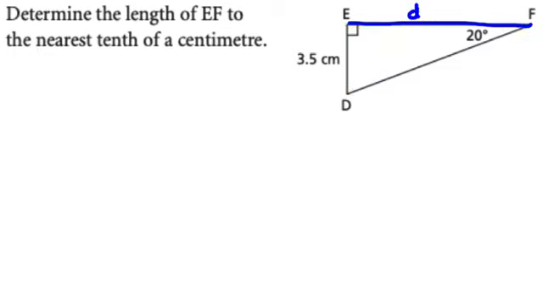When I look at this, I know this angle. I can call this angle the opposite angle because it's across from 20. And I'm trying to find side D, and it is beside angle 20, so it's the adjacent side. Of course, this is the hypotenuse side, and we're not using that. That means we're going to use the tangent ratio, because we're using opposite and adjacent.